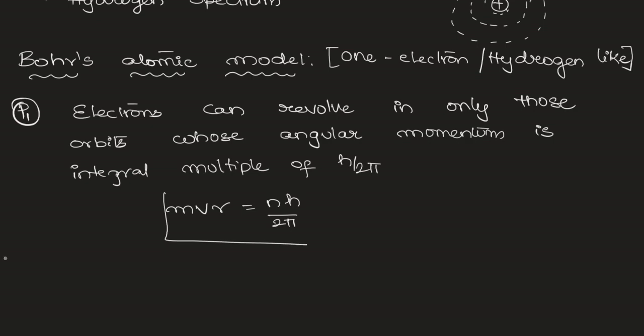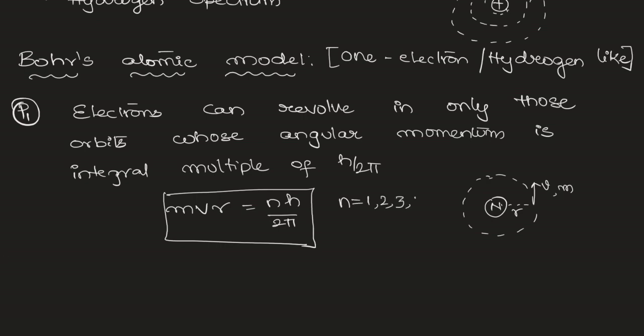where h is Planck's constant and v is the velocity of the electron. If suppose this is our nucleus and an electron is revolving in an orbit of radius r with velocity v and mass m, then mvr will be equal to nh by 2 pi. Here n takes values 1, 2, 3, 4 and so on, where n is known as the principal quantum number.